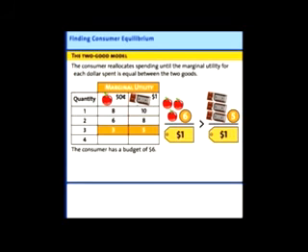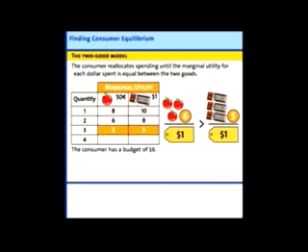Let's put another apple into our basket. And this apple is going to give us a psychic satisfaction of 1 util. 1 util for 50 cents spent is 2 utils per dollar. So now chocolate is the preferred way of spending our snack money once again.